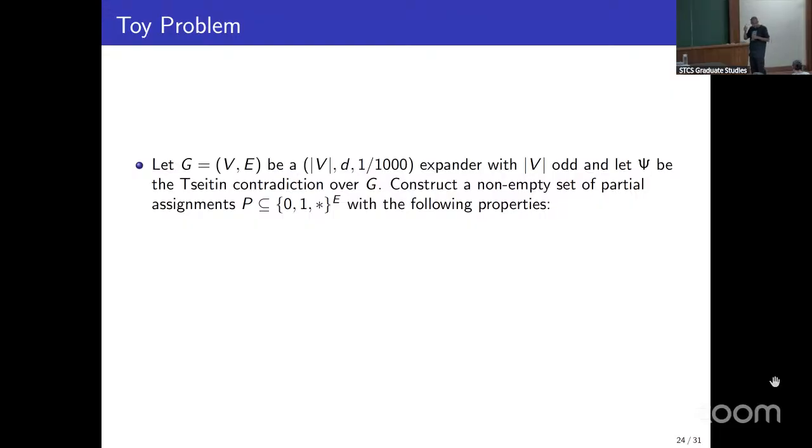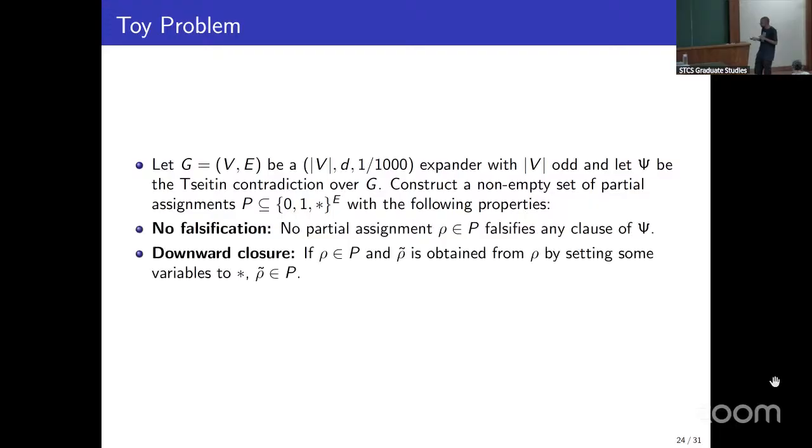So let's say we have this Tseitin contradiction over an expanding graph where the number of vertices is odd. Now, our job is to construct a non-empty set of partial assignments to the edges with the following properties. Property 1, no falsification. No partial assignment in this set falsifies any clause of the Tseitin contradiction. Property 2, downward closure. If you take a partial assignment in P and you unfix some of the variables, the resulting partial assignment also is in P.